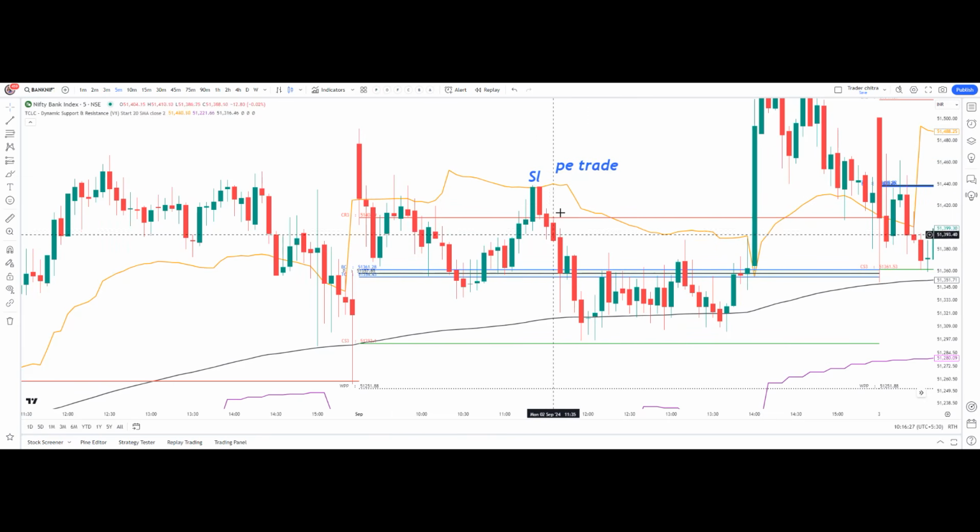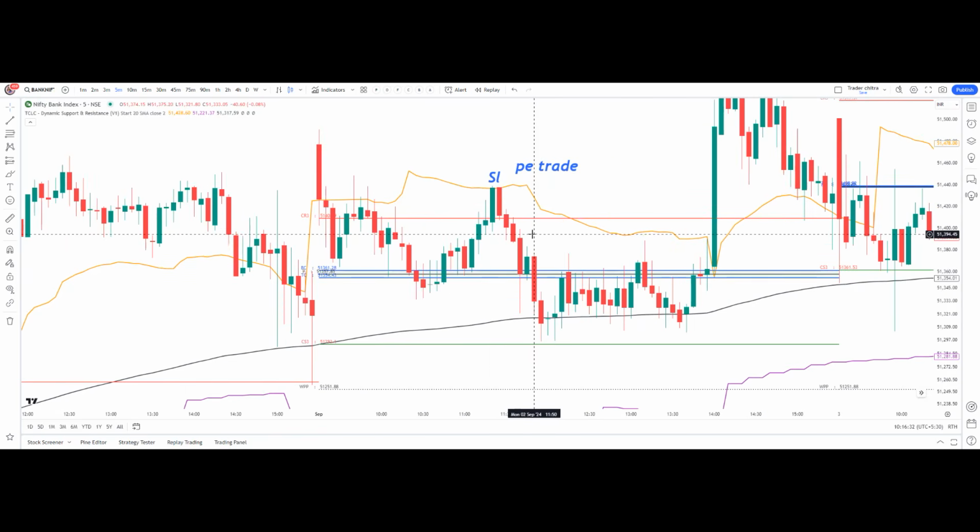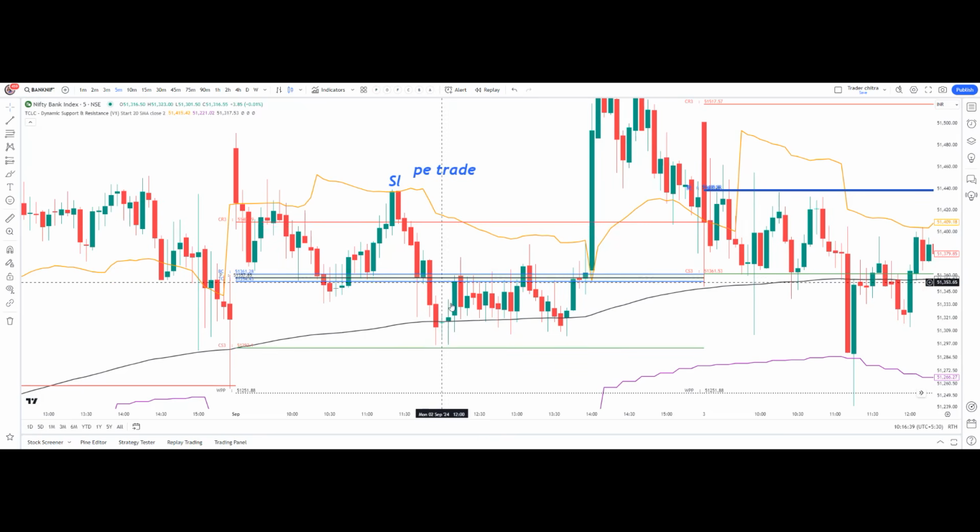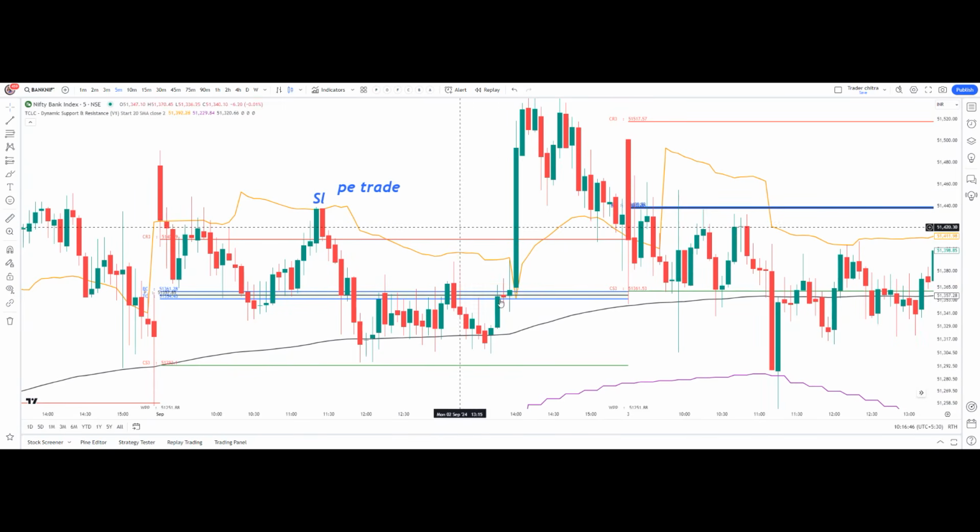So we got 2 PE trades based on the support and resistance level. After that CPR breakdown, price took support at the 200 EMA. We can see here the 200 EMA is there, and also we can see we got a green candle above the CPR. So here again the price is above this particular resistance level. We can enter into the long trade.